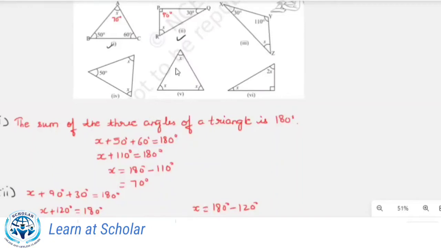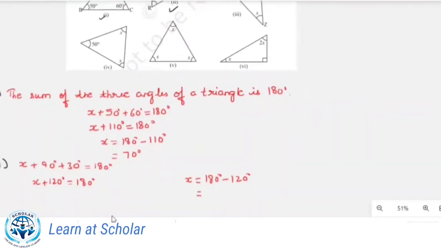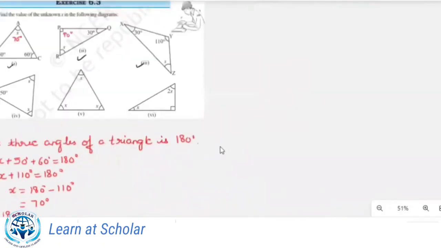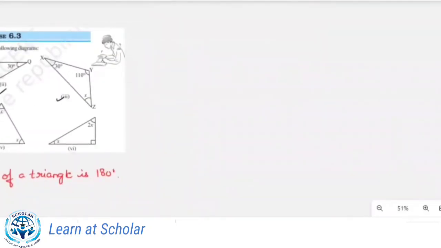The unknown angle will be equal to 180 minus 120 is equal to 60 degree. Now the third one. X plus 110 plus 30 degree is equal to 180 degree. So the value of X will be 180 minus 140 is equal to 40 degree.